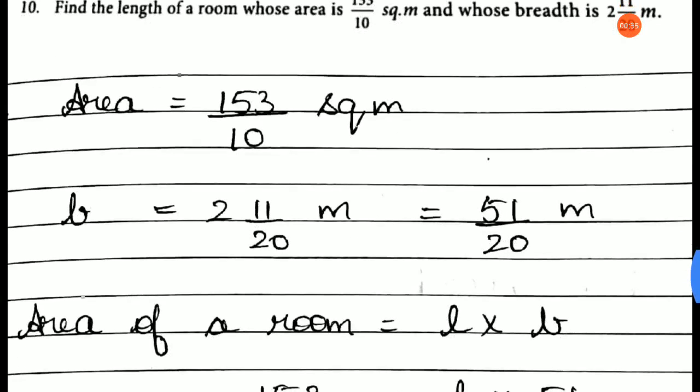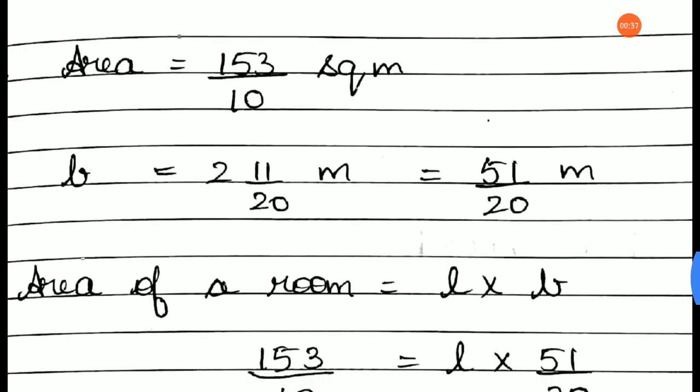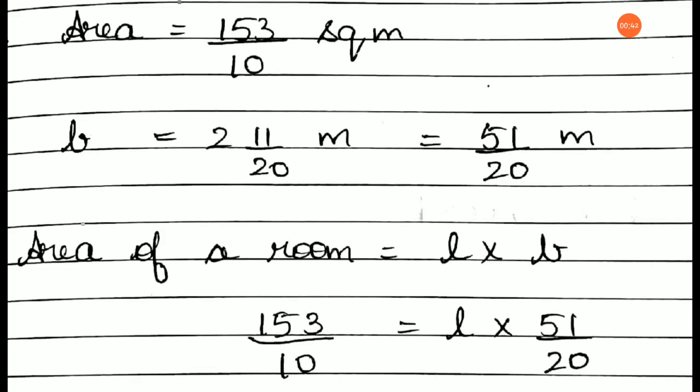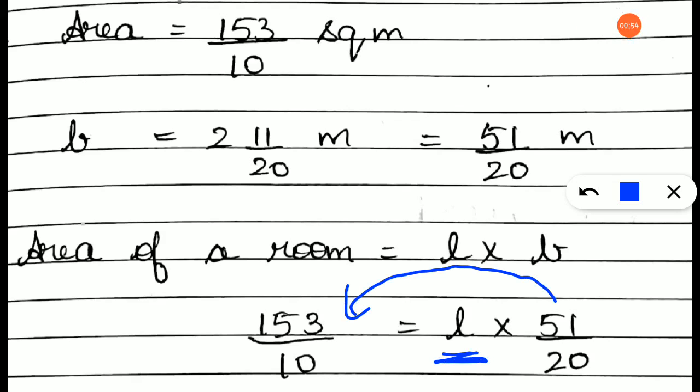Since B and L are described in the question, we are going to use L into B, and also the value of area is given. So 153 by 10 is equal to L into 51 by 20. Okay, and what will be the next step? You are going to keep this L here and bring this 51 by 20 to the other side. When you are bringing it to the other side, what will happen? 51 by 20 will become 20 by 51. Okay? And then when you simplify this, the value of L will be derived.